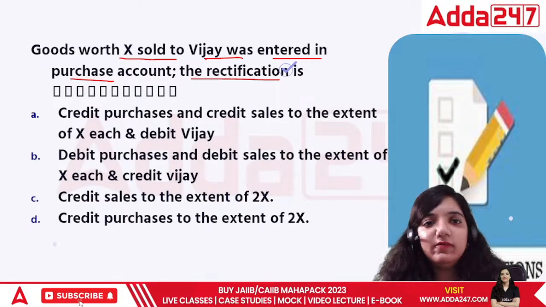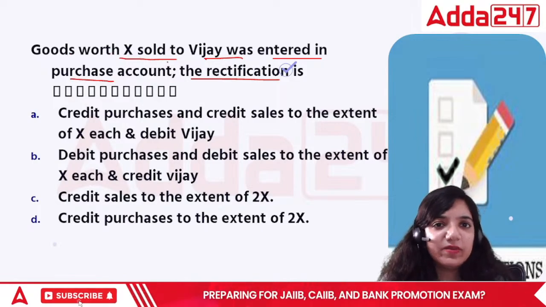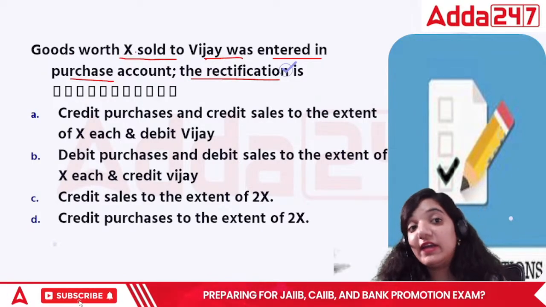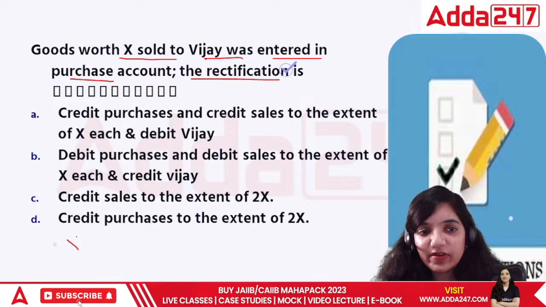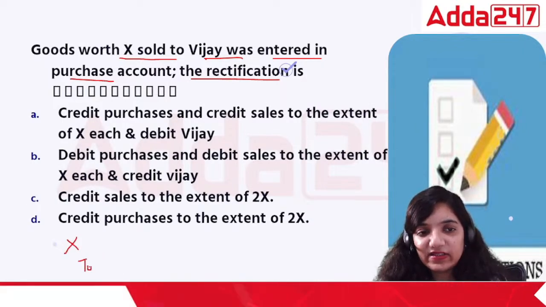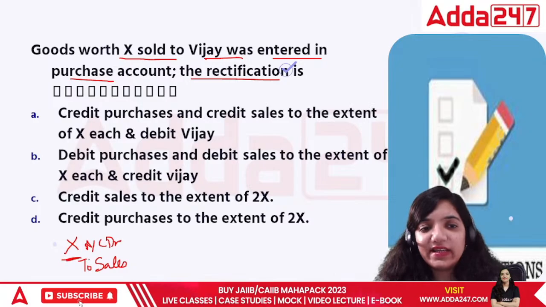Now, we were talking about goods worth rupees X sold to Vijay. I have sold goods to him. This is a part of journal entries. So first of all, when I sell goods to someone, it is a situation of X to sales, right? So in this case, we are selling goods now.